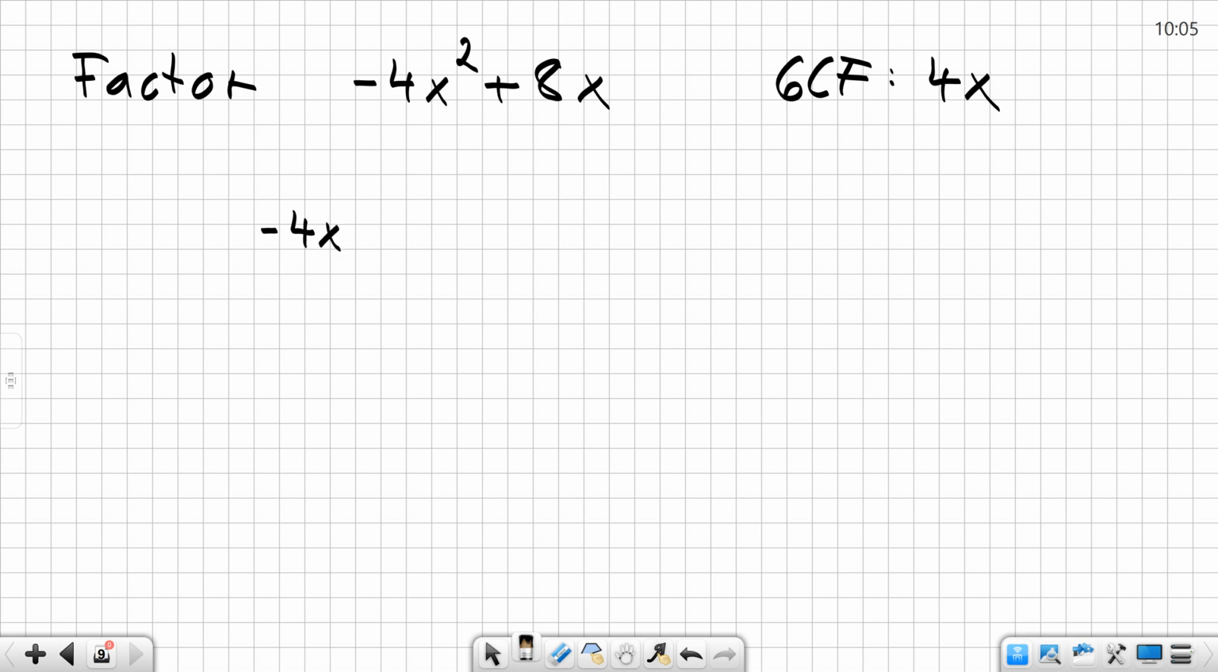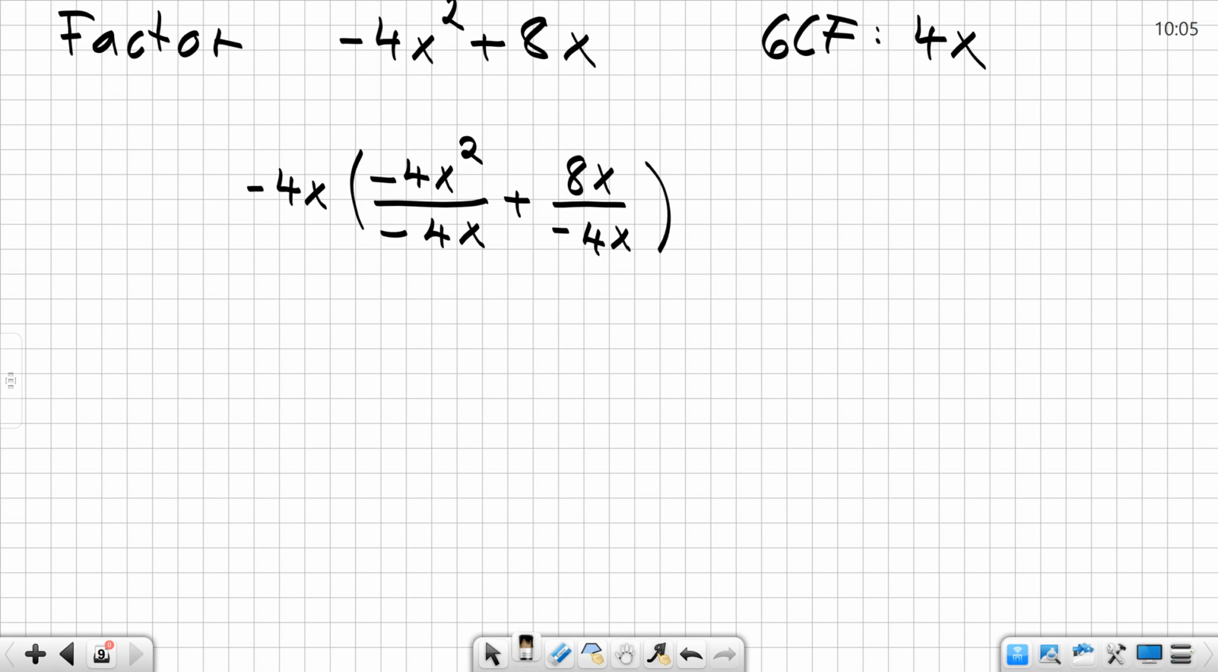So what I will do is I will take out a negative 4x. That means I will divide everything on the inside by negative 4x. Now, let's have a look what happens on the inside. The negative 4x stays on the outside. I pulled that one out. Negative 4 divided by negative 4 is positive 1. This cancels each other out. And x squared divided by x is x. Positive 8x divided by negative 4x is a negative 2.